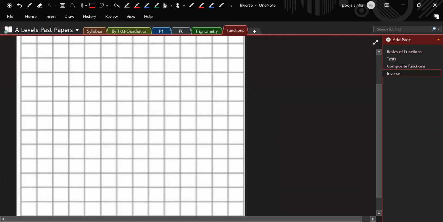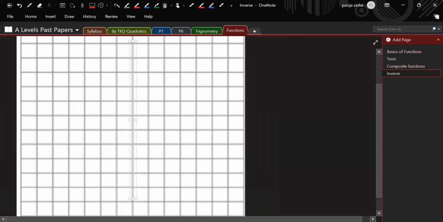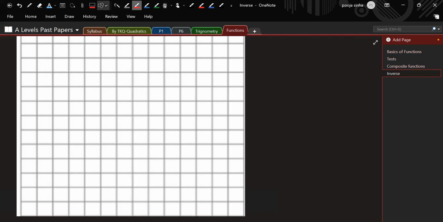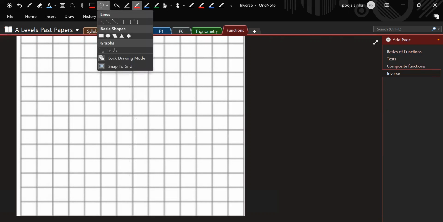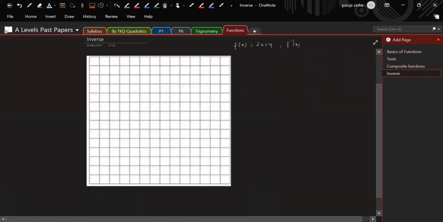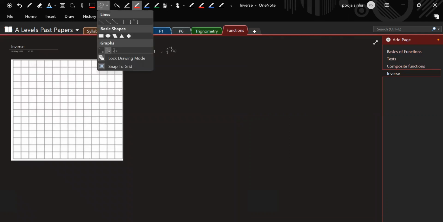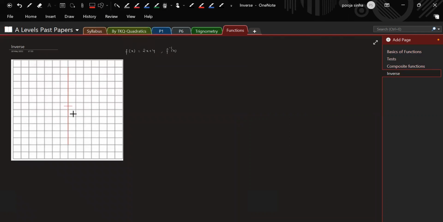What I will need here is my graph first. So let's say we will make this graph. How do I make a normal graph here? Just make a straight line down and then a horizontal one. Then label the horizontal line as x and your vertical line as f of x.